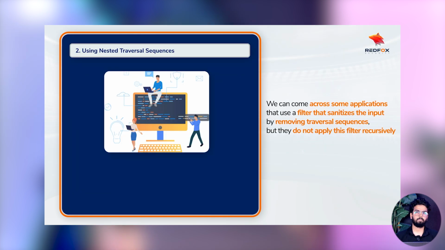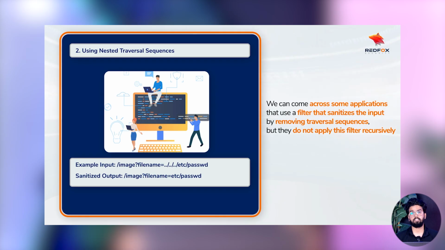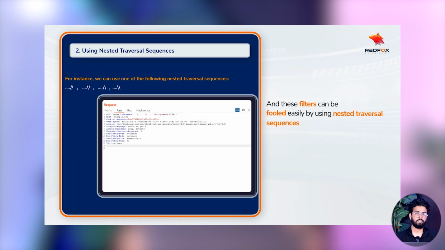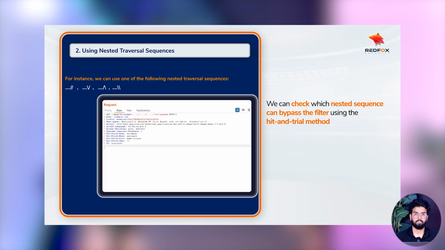We can come across some applications that use a filter that sanitizes the input by removing traversal sequences, but they do not apply this filter recursively. And these filters can be fooled easily by using nested traversal sequences. For instance, we can use one of the following nested traversal sequences. We can check which nested sequence can bypass the filter using the hit and trial method.